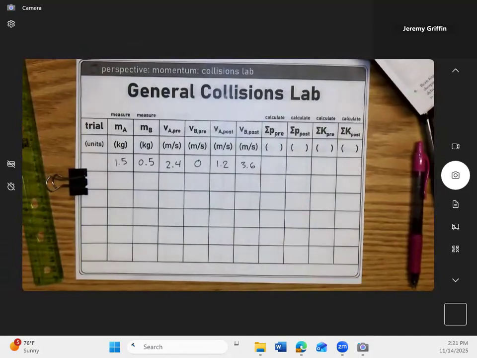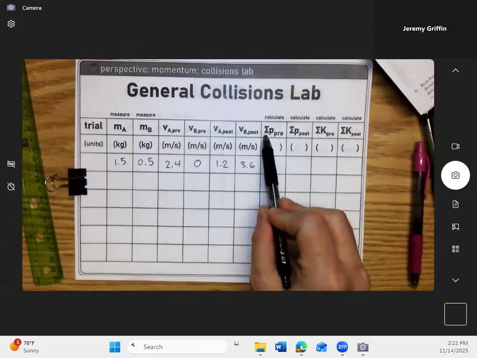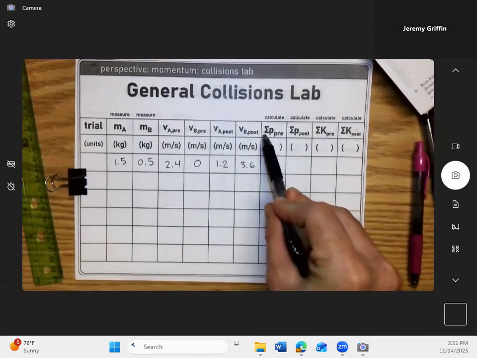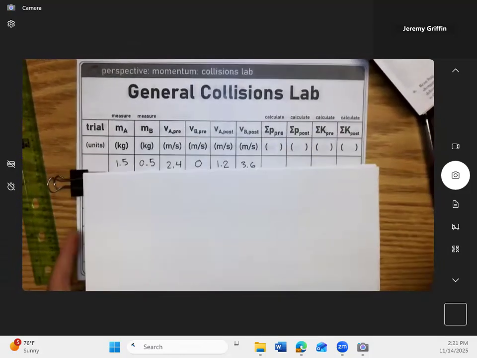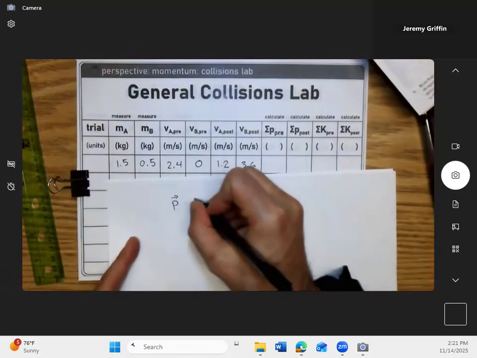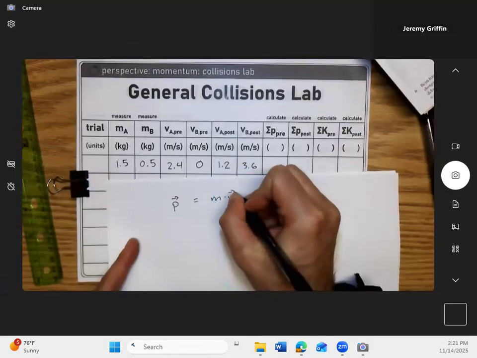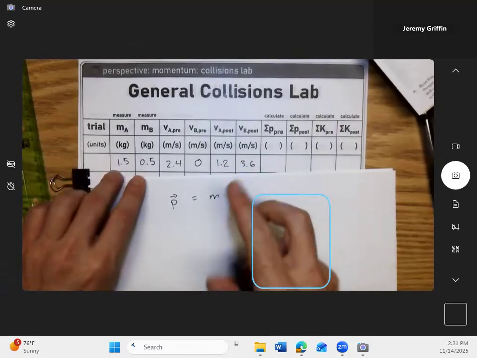So how do you calculate momentum? What does the sigma mean right here? This jaggedy looking symbol is called sigma. It means summation. It means you add up. So we're adding up the momentum before. And momentum, of course, is mass times velocity, so I need it for cart A and for cart B.